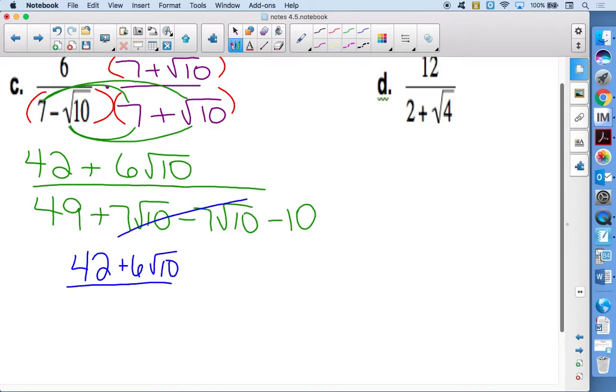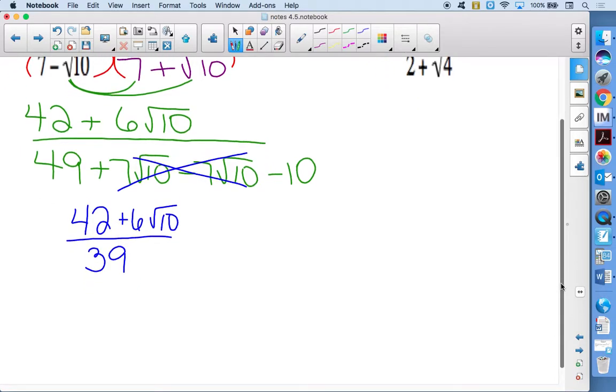So they were always canceled, those middle terms. It works because of the plus and the minus. So those two middle things should always cancel. They're going to be exactly the same, canceling each other out. 49 minus 10 is? Yes, 39.